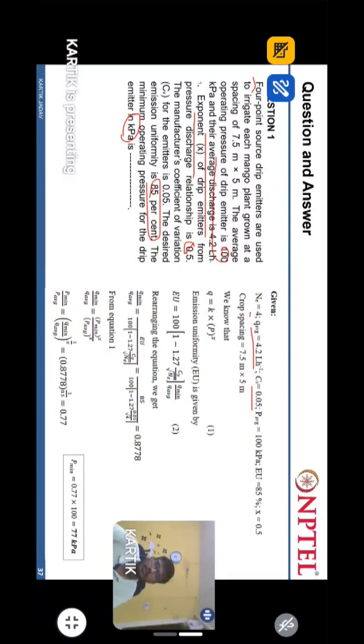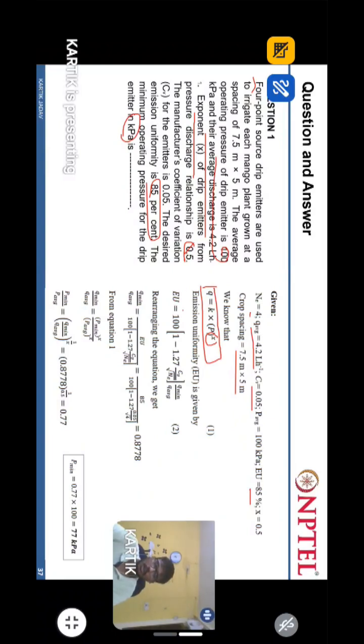And uniform efficiency is 85% for X of 0.5, right? So crop spacing is also given, that is 7.5 by 5 meter. We know that discharge is directly proportional to the pressure, but for different kinds of emitters, we have different emitter exponents. And emission uniformity is given by this formula.